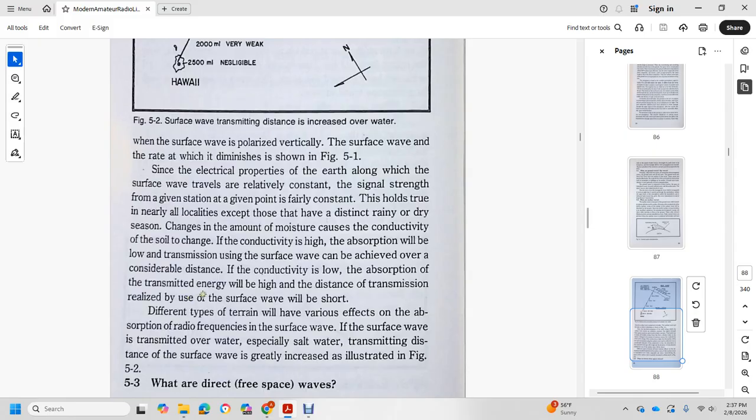Transmission of the surface wave will be short over different types of terrain, which have various effects on the absorption of radio frequencies and surface waves. If the surface wave is transmitted over water, especially salt water, the transmitting distance of the surface wave greatly increases, as illustrated in Figure 5.2.